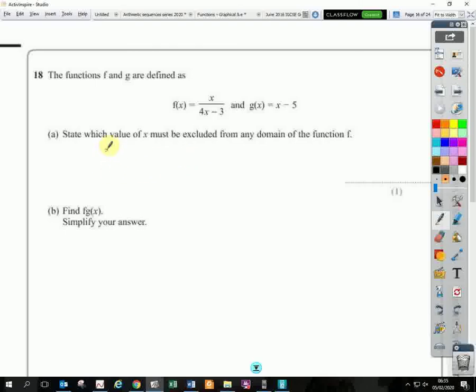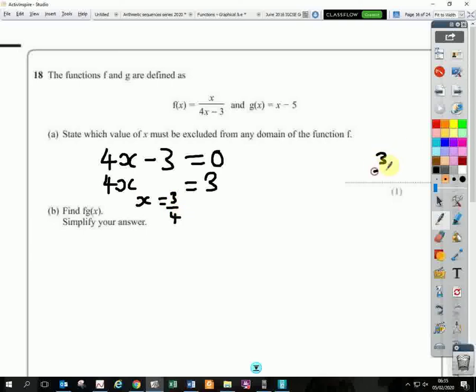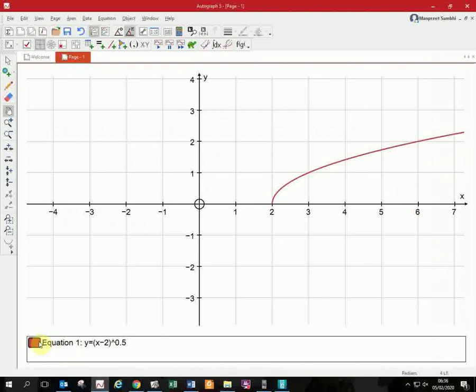So there's one way to figure that out. You set the denominator equal to 0 and rearrange to work out the value of x. So add 3 to both sides, then divide by 4. So the answer there is 3/4. 3/4 is not allowed. Now, I don't know if this is going to work, but we'll try this. x over 4x minus 3.